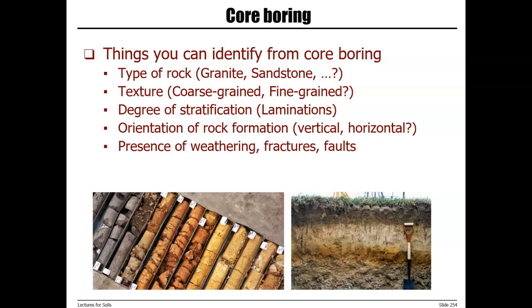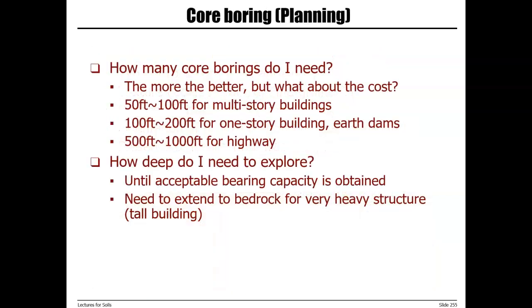So the important things that we can learn or identify from a core sample include type of rock in the area, texture of soil, degree of stratification or lamination, orientation of rock formation, and presence of weathering, fracture, and faults.